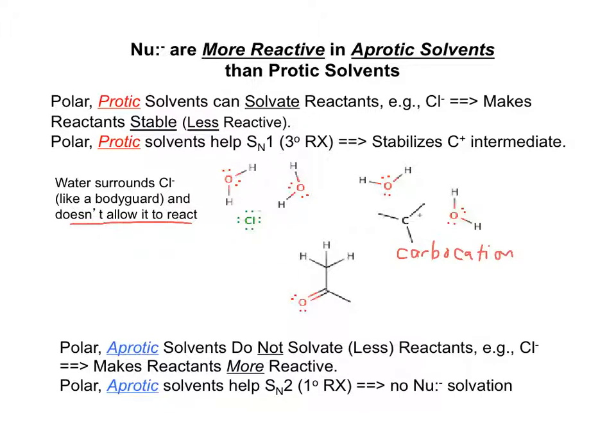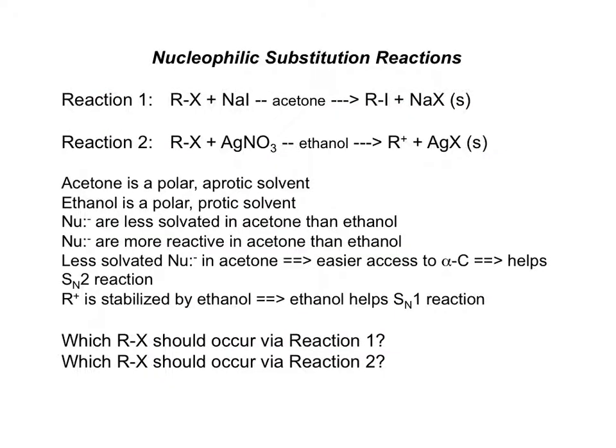A polar aprotic solvent does not solvate or surround a nucleophilic reactant. The nucleophile can then react with the substrate, the alkyl halide, to form the substitution product. Let's compare reaction 1 to reaction 2. Stop the video, read this information, and then you can answer these two questions.